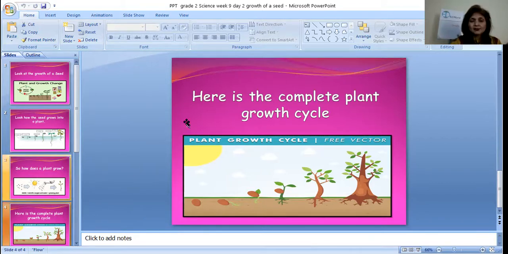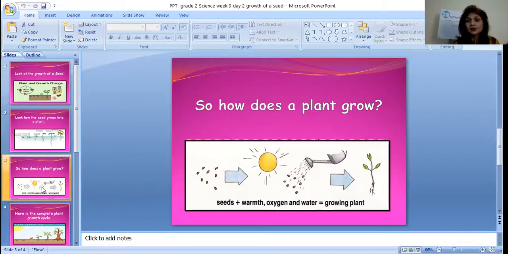So that means, what does a seed need to grow? A seed needs warmth, sunlight, oxygen, and water to grow. In the same way, like we as human beings, we need air, water, food, right, and oxygen to grow. In the same way, plants also need all these things to grow. Why?